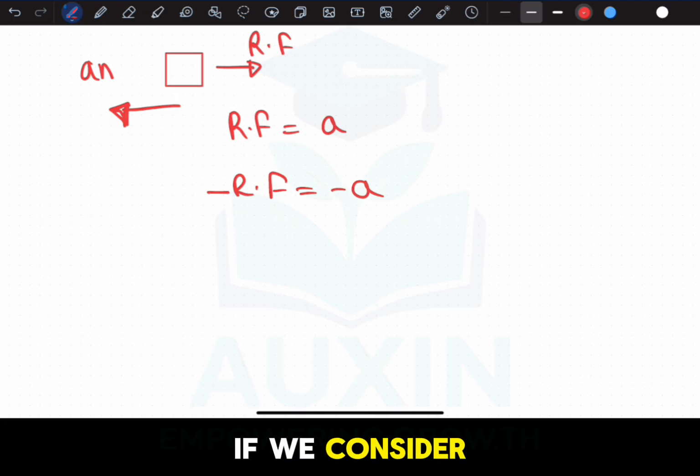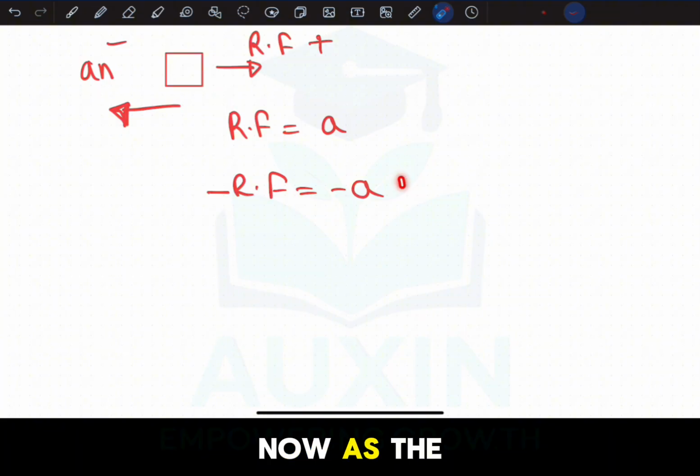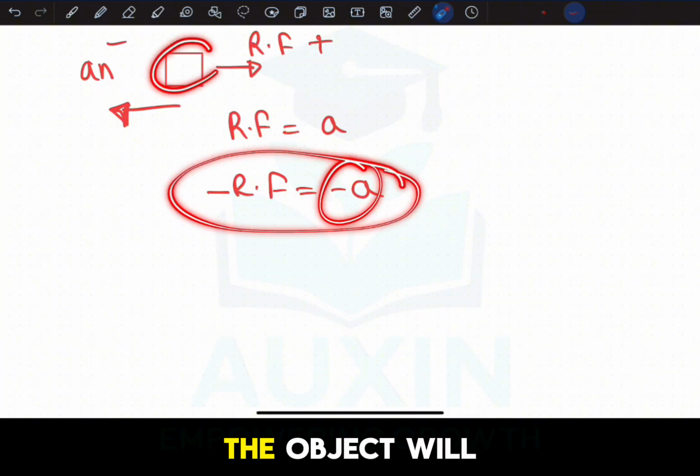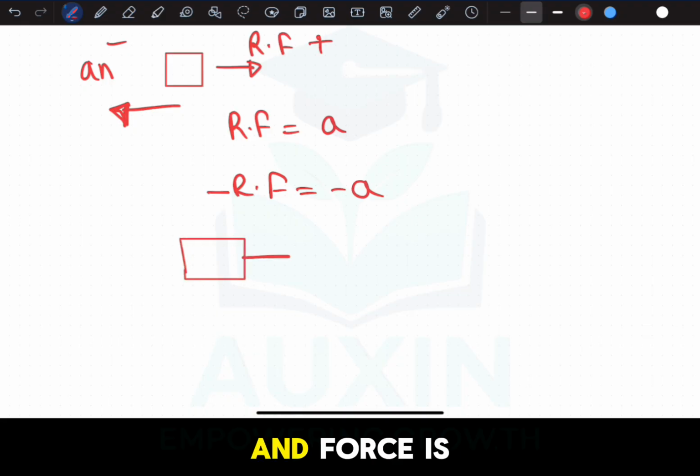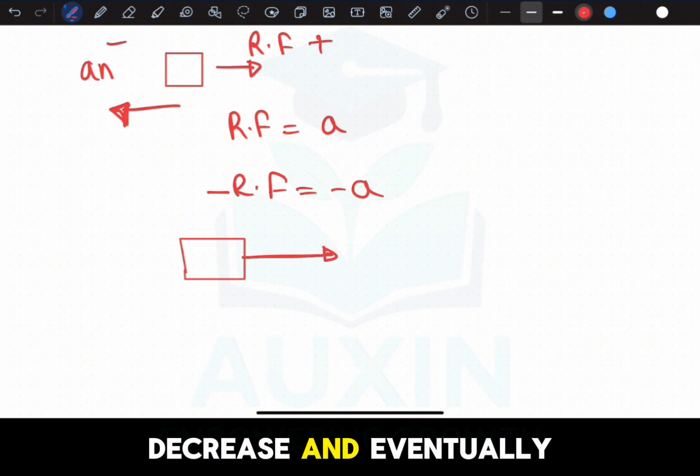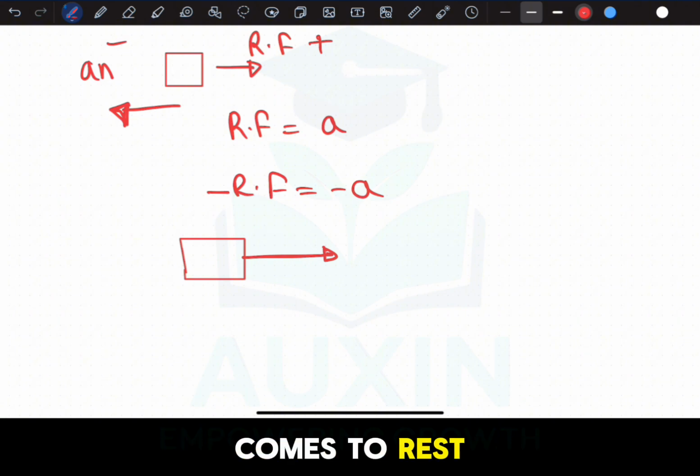If we consider right positive and left negative, now, as the acceleration is negative, the object will eventually come to rest as the resultant force is acting opposite of the motion. The velocity will decrease and eventually come to rest.